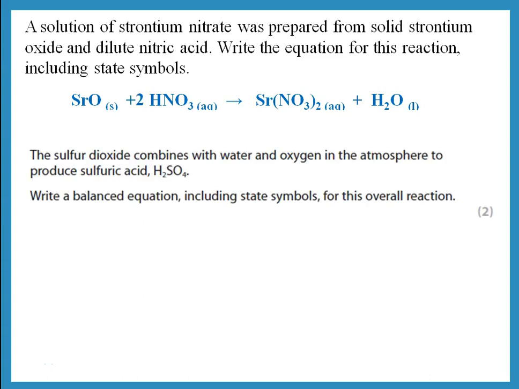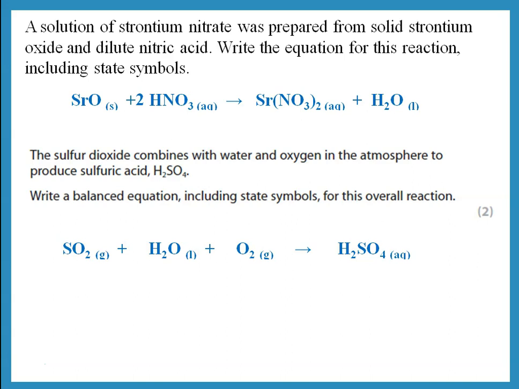And sulfur dioxide combines with water and oxygen in the atmosphere to produce sulfuric acid. So he wants a balanced equation including state symbols. Sulfur dioxide, water, oxygen to give sulfuric acid. You should realize that sulfur dioxide is a gas, water is a liquid, oxygen is a gas, sulfuric acid, any acid, is aqueous. And then you need to balance.